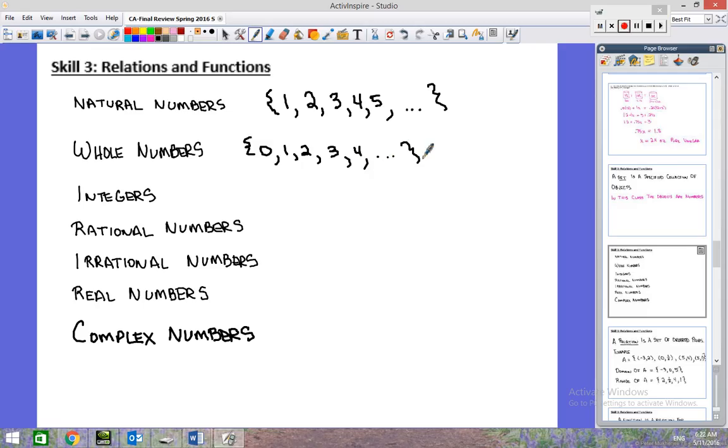The set of integers is the set of whole numbers and their opposites. So you're now including negative values. So -3, -2, -1, 0, 1, 2, and that pattern continues.